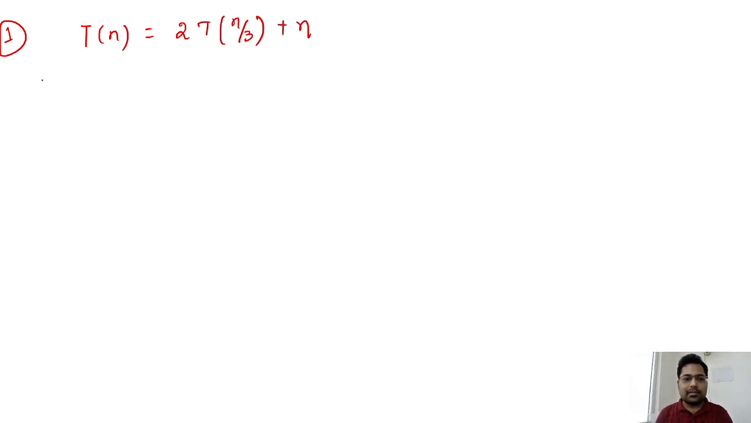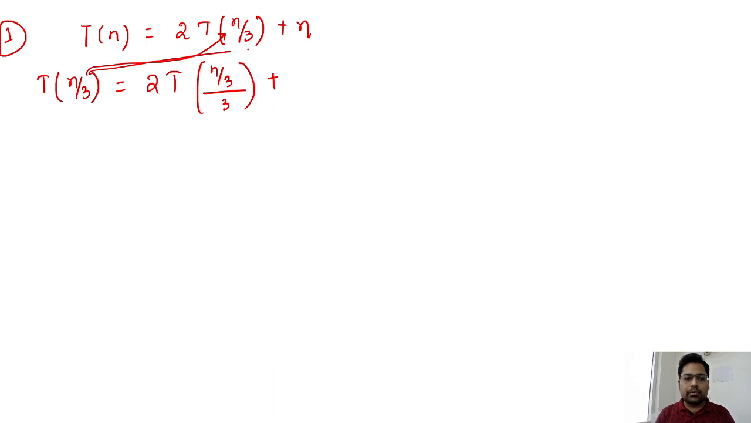Simple step: the unknown term is T(n/3). To find T(n/3), you need to put the value in n. So 2T((n/3)/3) plus, instead of n, you also have to write the value which you have taken, n/3. Simple. Next, to simplify this, 2T(n/9) + n/3.